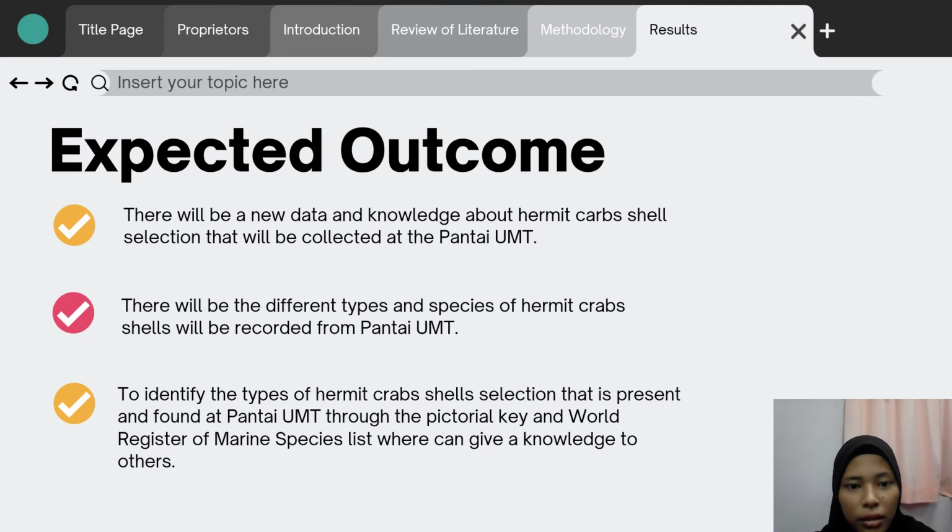The expected outcome is that there will be new data and knowledge about hermit crab shell selection collected at Pantai MT. And then the different types and species of hermit crab shells will be recorded from Pantai MT. To identify the types of hermit crab shell selection that are present and found at Pantai MT through the pictorial key and the World Register of Marine Species list, we can give knowledge to others.